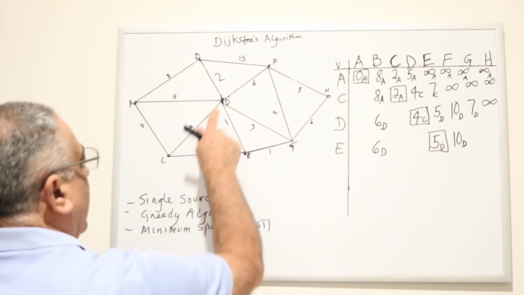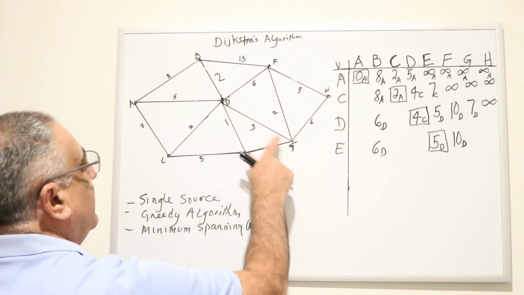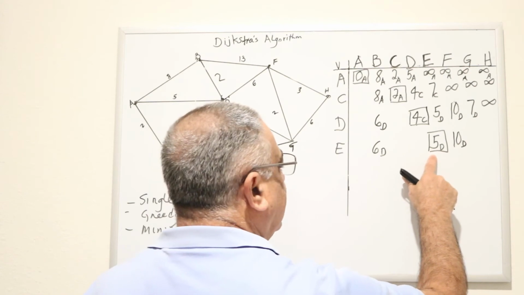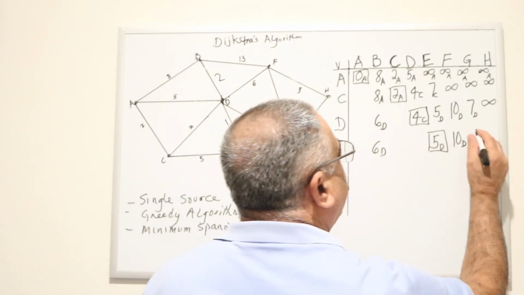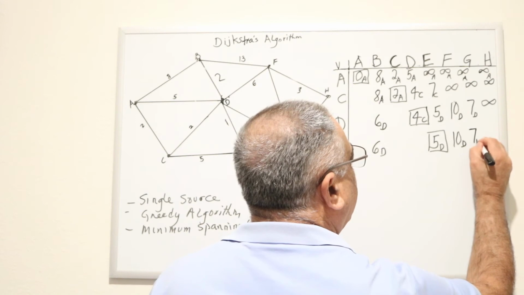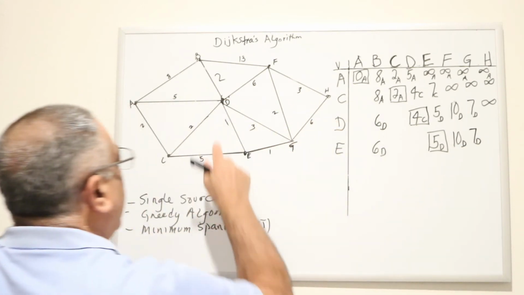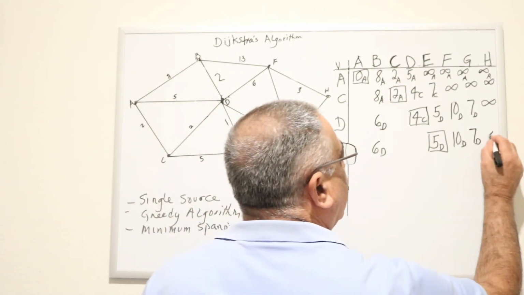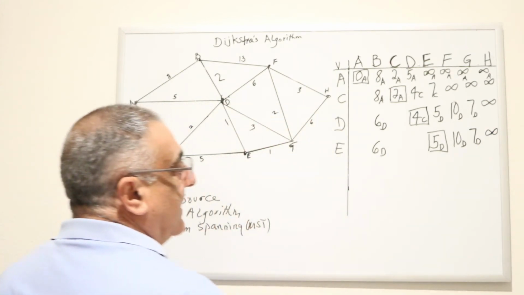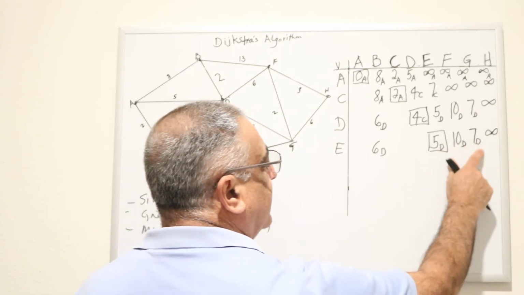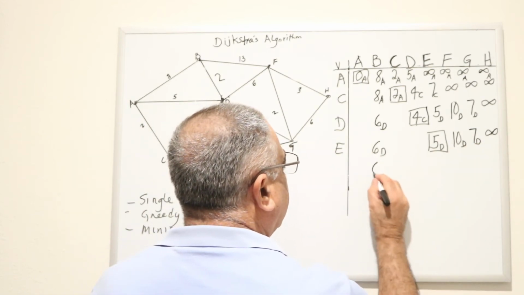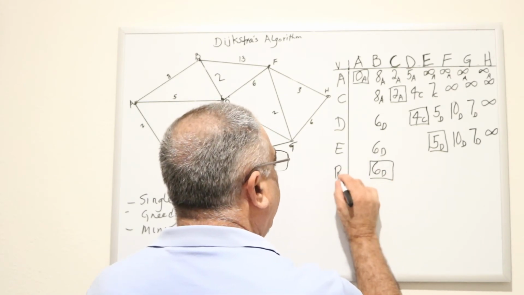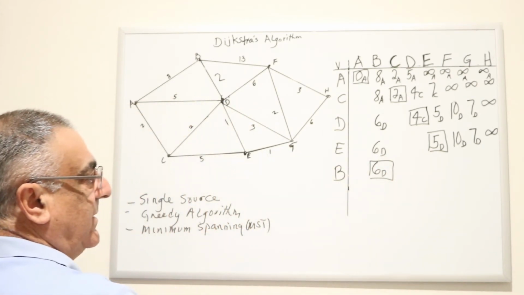Okay. Now, how about D to G, which is 3? 3 plus 5, that's 8. 8, I have 7, so I'm going to leave this 7. Okay. Now, D to H, there is no direct link. That's infinity. So now I have 6, 10, 7, and infinity. 6 is much better. I'm going to box it. And that's going to be B. See that? That's going to be B.